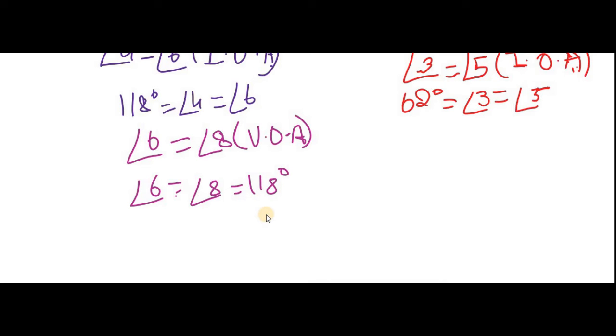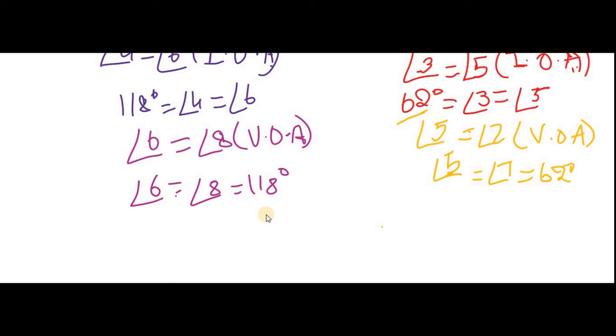And then what else we just wrote above is that angle 5 is equal to angle 7. This is by the property of VOA, that is the vertically opposite angles. We found the value of angle 5 right before. You can see it over here also, it's 62 degrees. So we completed all the angles that we have.